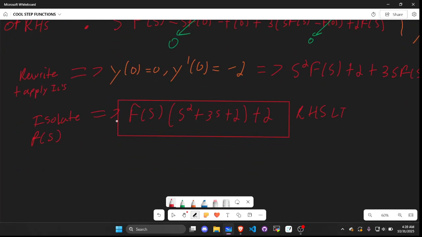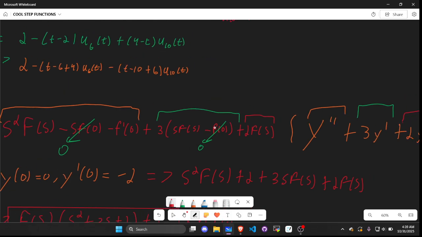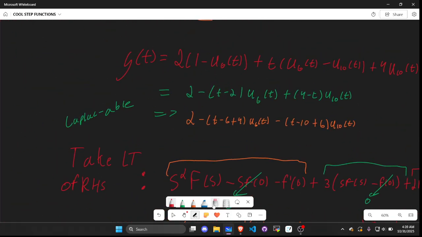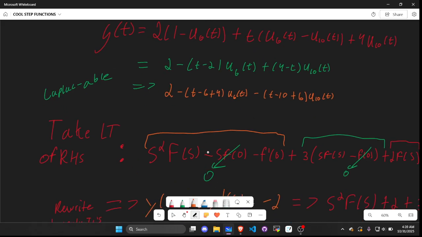So we have this Laplace transform of our right-hand side, and now we need to move over to the left-hand side. The left-hand side is way more annoying, because now we have to deal with a bunch of weird things. So if you remember, we defined our left-hand side to be this.